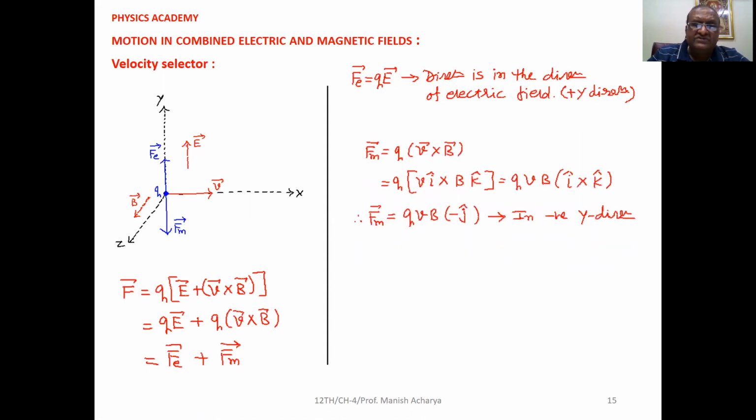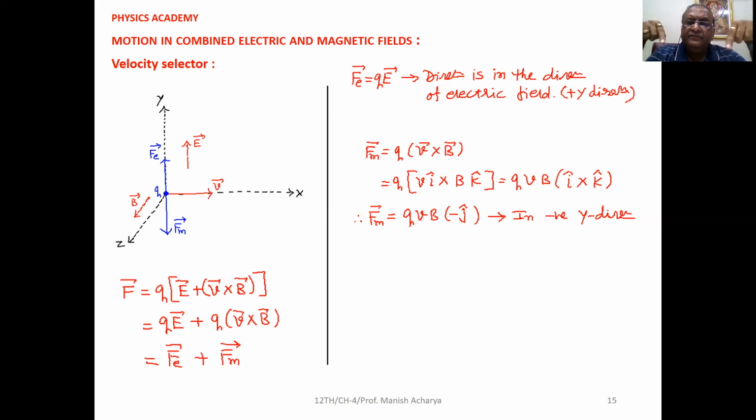Now magnetic force, that is Q into V cross B. V, that is in x direction, so V i caret. B, that is in z direction, so B k caret. So magnetic force, that is QVB into i cross k. But i cross k, that is minus j. So minus j represents negative y direction. It implies that here the magnetic force, that is in negative y direction.